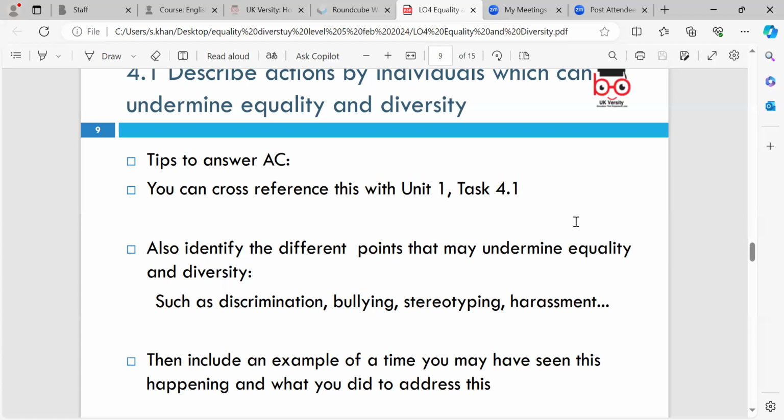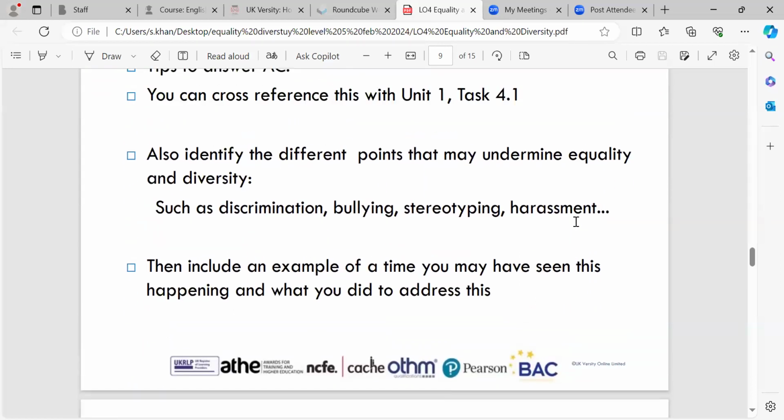So have there been any times where you feel like you've actually seen any forms of discrimination, bullying, stereotyping or harassment within your workplace? Yeah, maybe. I'm sure it goes on. Probably not so much in my current workplace, but certainly in the past. You've witnessed this in previous jobs as well? Yeah, absolutely.